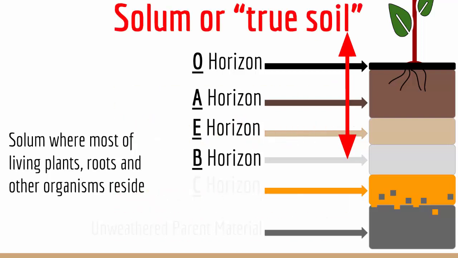This is where most of the living plants, roots, and other organisms reside. So in the O, A, E, and B horizons, which is called the true soil, roots and other organisms reside.